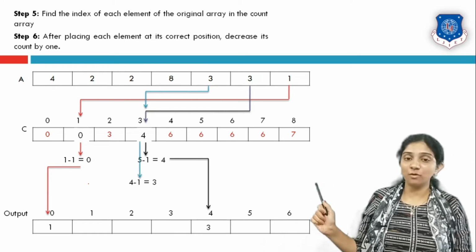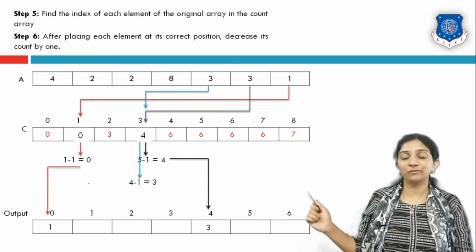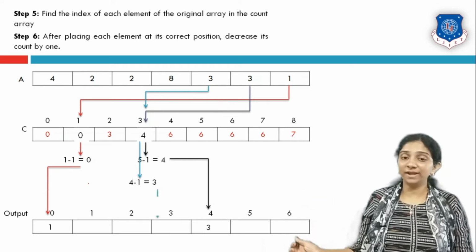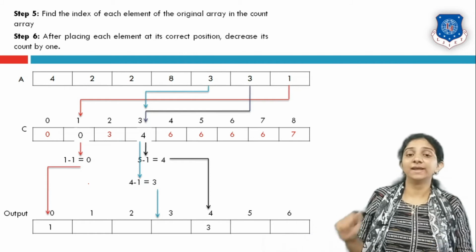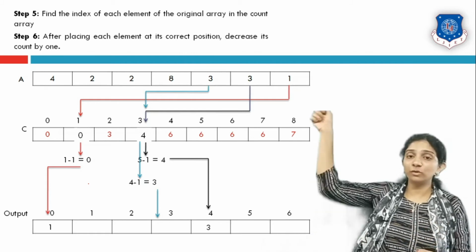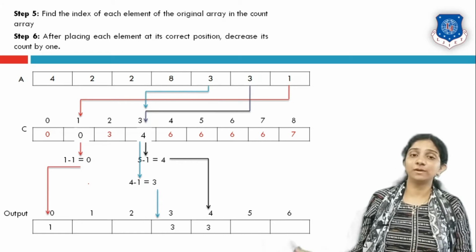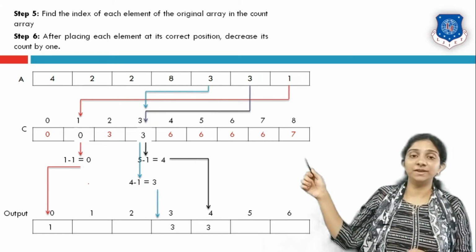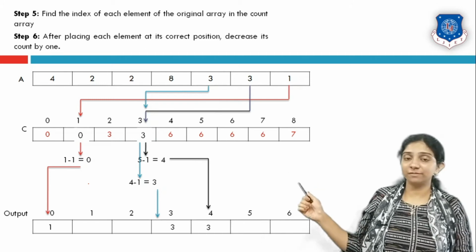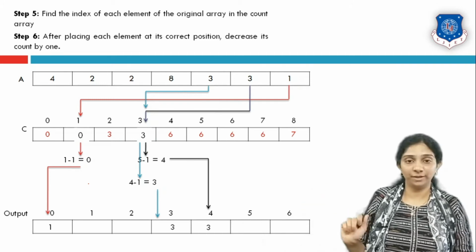So we will take 4, decrement it by 1, next value is 3. We will go at index number 3 of the output array, and at that location we will store the original number 3. So 3 will be stored, and after this step the count will be decremented by 1. So at this location count will now be 3.